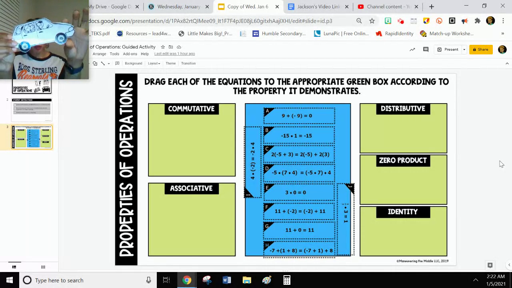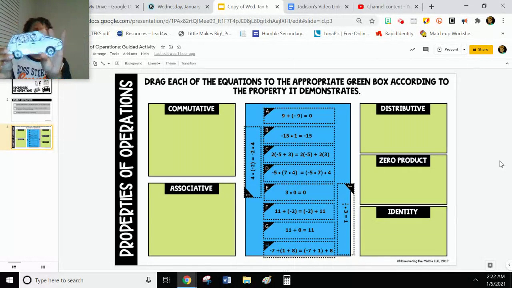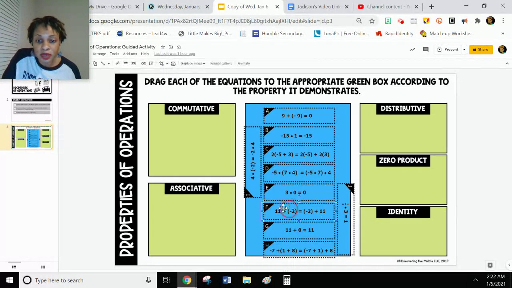Commutative means to travel or to move. The numbers are moving. So I'm going to do the commutative property of addition. I'm going to look for an addition problem where the numbers are moving around. So here's an addition problem: 11 plus negative 2 is equal to negative 2 plus 11. So the numbers moved. 11 went from being in the front to being in the back. So that is commutative. I'm going to drag that here.